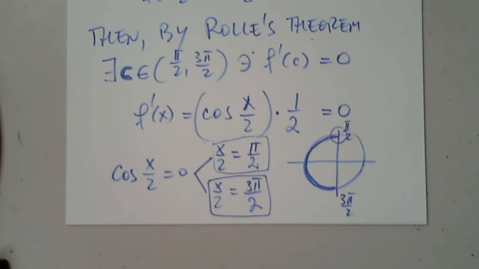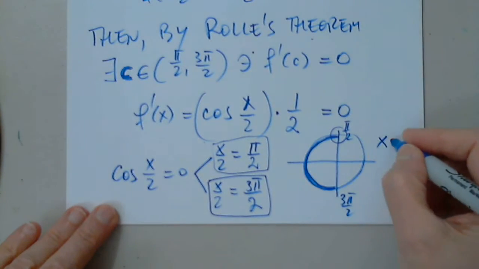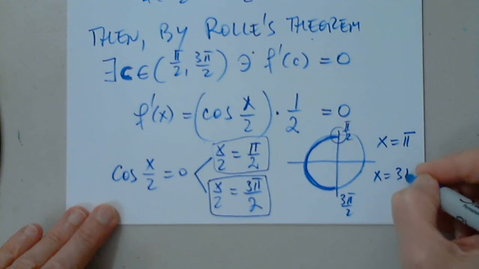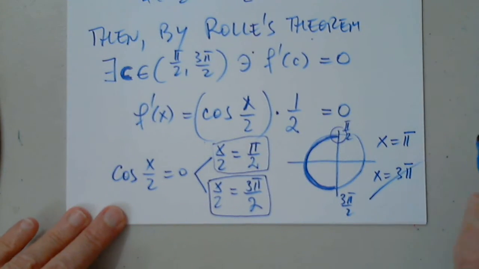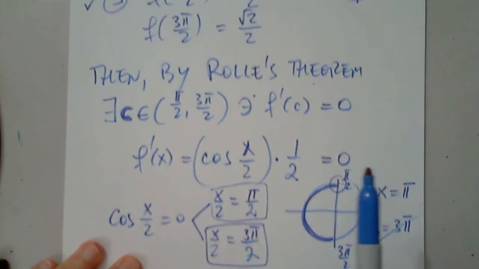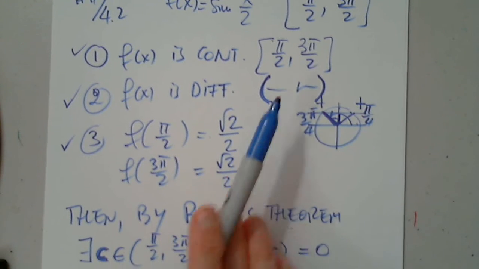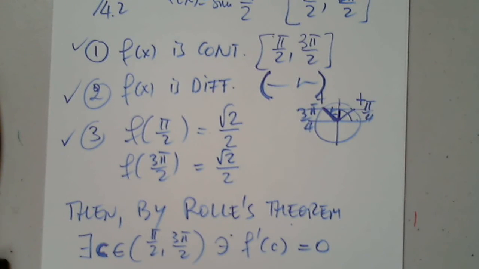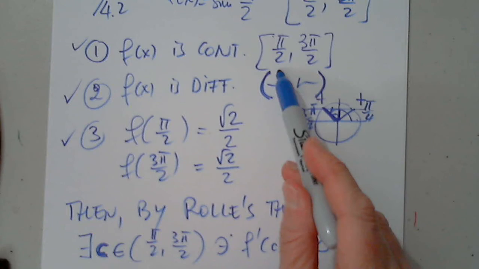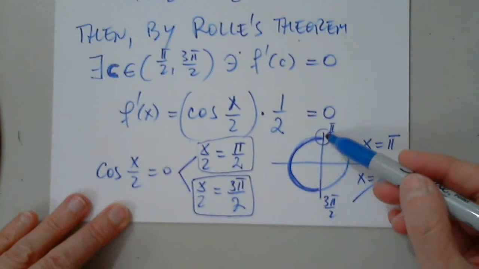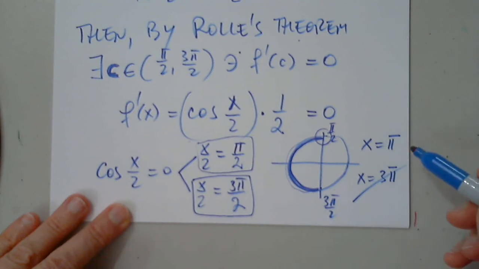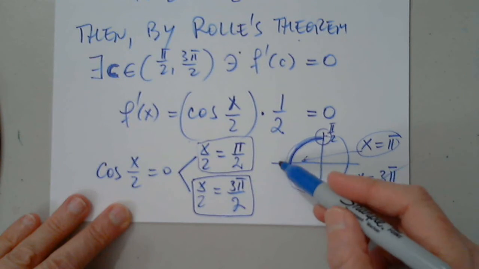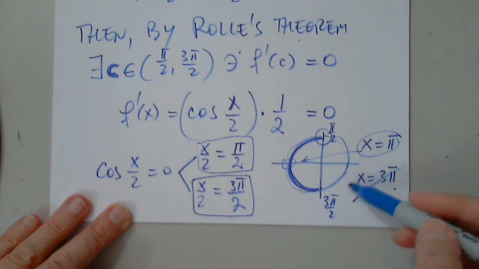Pi and 3 pi. Yes. So x equals pi and x equals 3 pi. However, 3 pi does not fit in our interval, but pi does, because the interval is pi over 2, 3 pi over 2. So then x equals pi fits in here, but 3 pi does not.